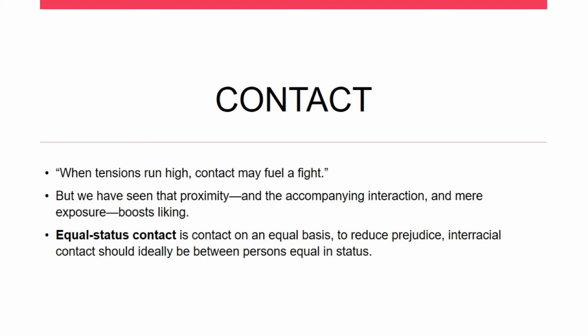Equal status contact is contact on an equal basis. To reduce prejudice, interracial contact should ideally be between persons equal in status. You might be putting two clashing people or groups into near contact, hoping to empower them to know and like each other. Maybe not. We have seen how negative desires can bias judgments and make self-fulfilling predictions.